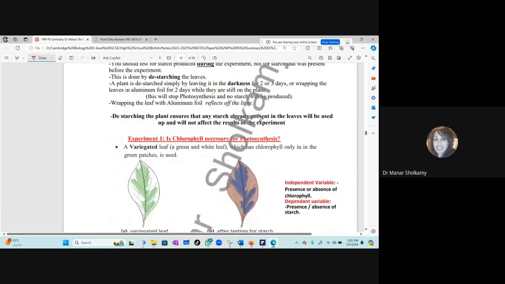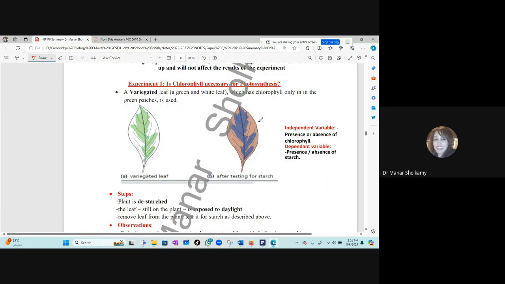Now, a second experiment altogether. Is chlorophyll important or not important? Again, I'm going to choose this. I will not de-starch here.